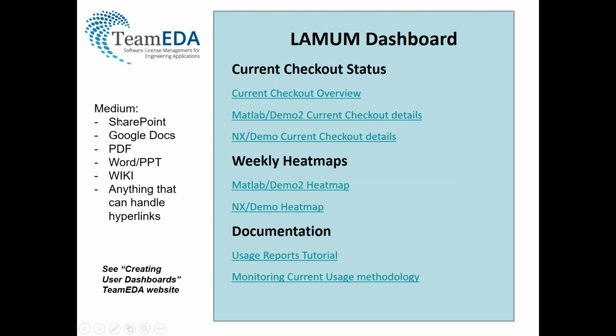And again, these are some of the potential mediums that you could use. I would standardize. I would make a decision on what you want to use for a medium: SharePoint, Google Docs, PDF, Word, Wiki. You could have an internal company wiki with these links in them.